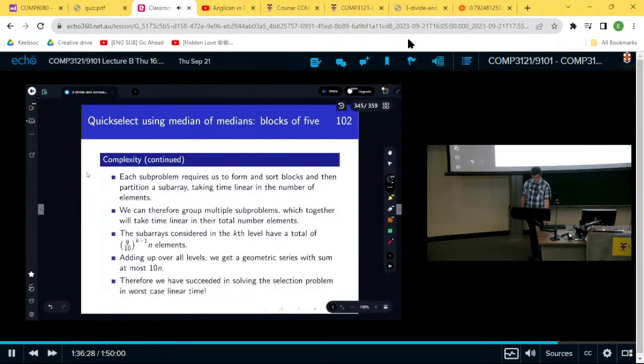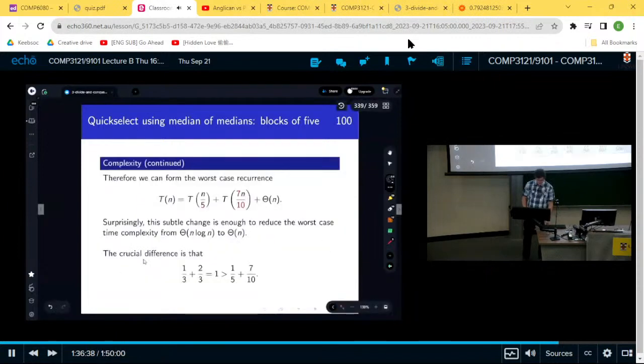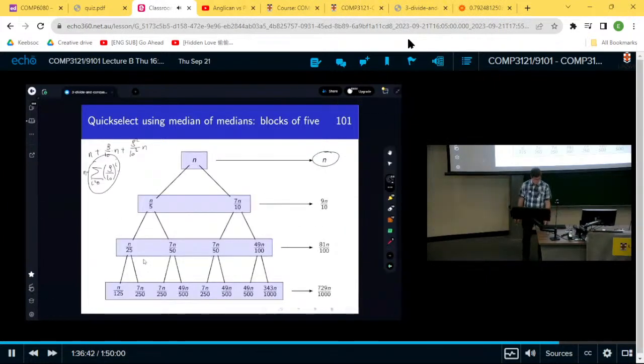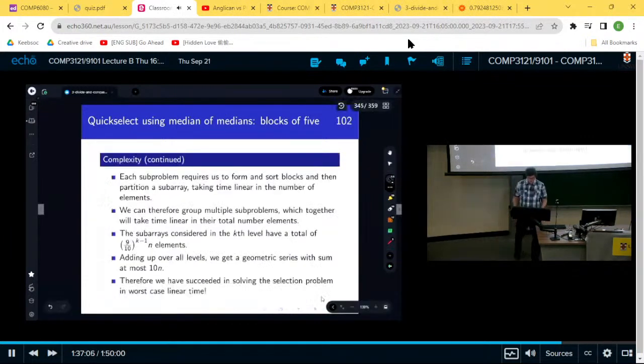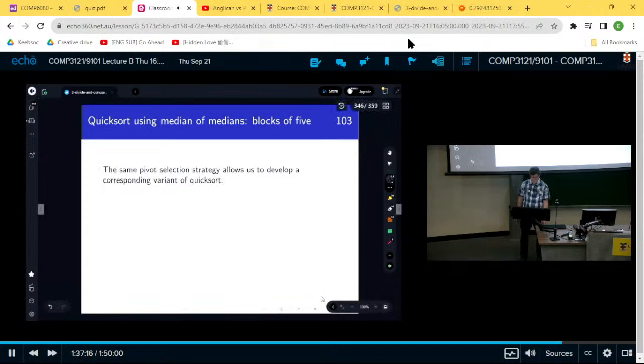So that's actually a geometric series, and we can upper bound it by 10. These numbers become smaller and smaller. We start off with 9 divided by 10, then 81 divided by 100, then 729 divided by 1000, etc. So we add up these numbers, and this whole sum, even when going to infinity, will add up to almost 10. Which means that we now have a linear running time for our selection problem.